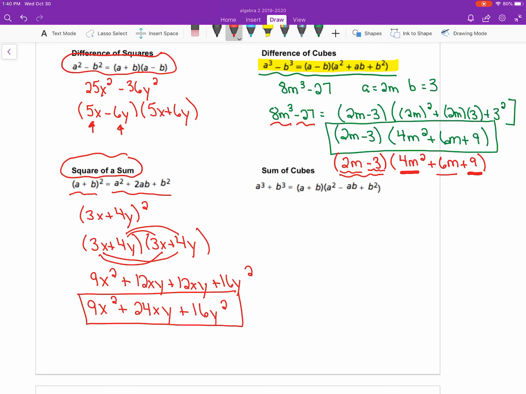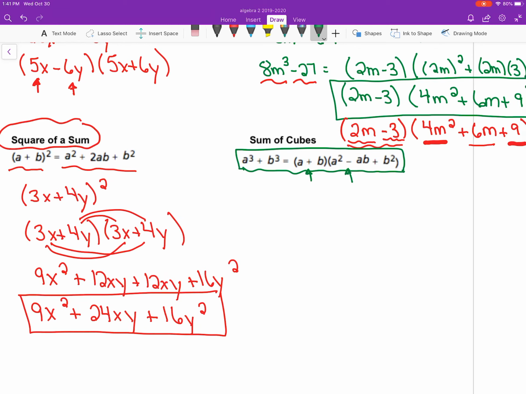Sum of cubes is going to be very similar to the difference of cubes up here. The only thing that is different is that the signs change here and here. That's it. So in a cubed plus b cubed, you have a plus b times a squared minus ab plus b squared. And an example of that is g cubed plus 64h cubed.